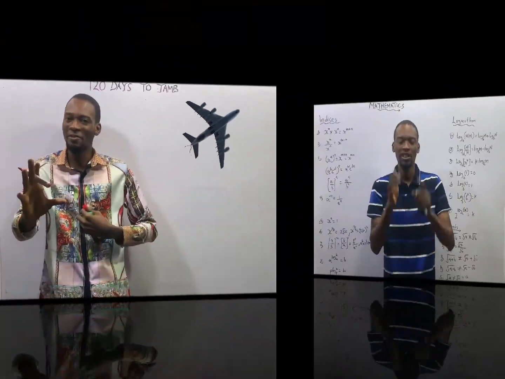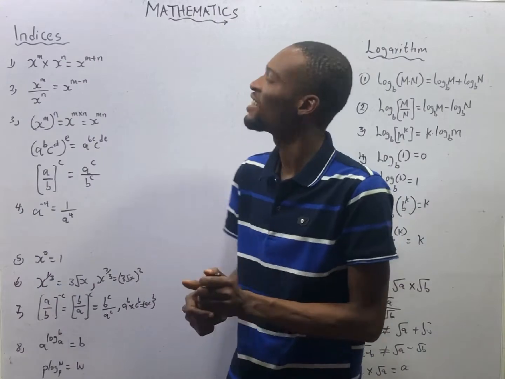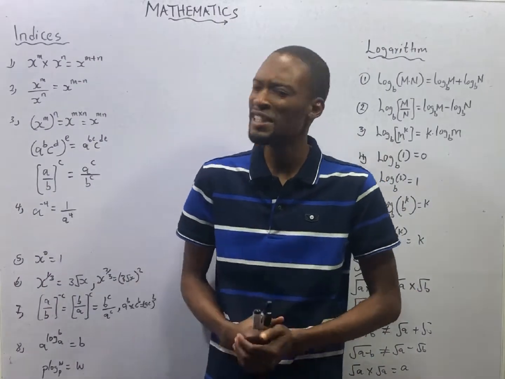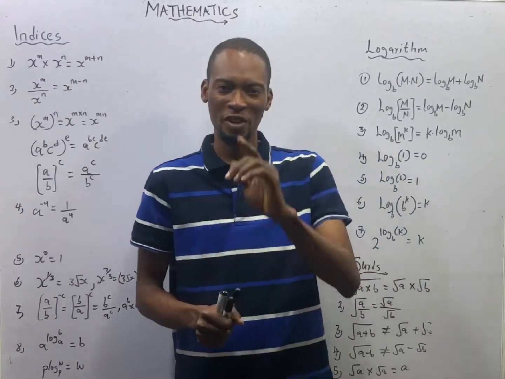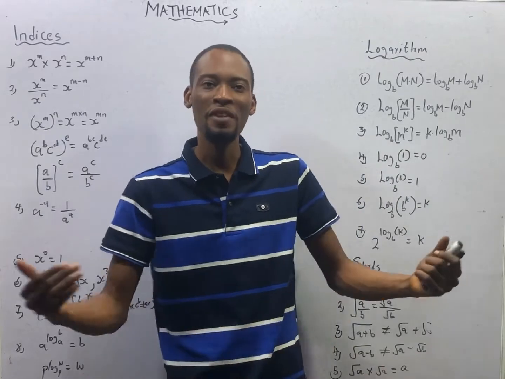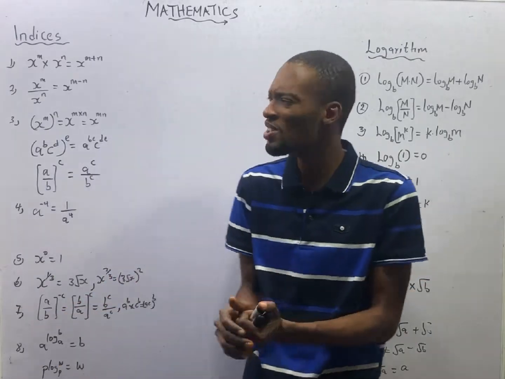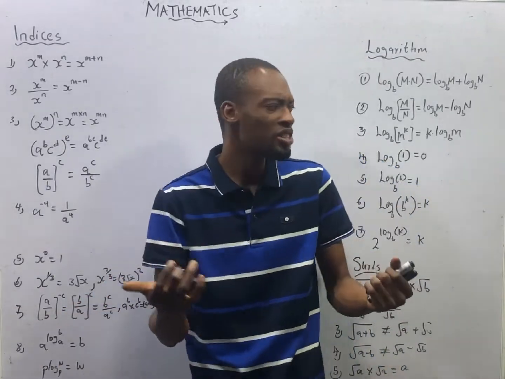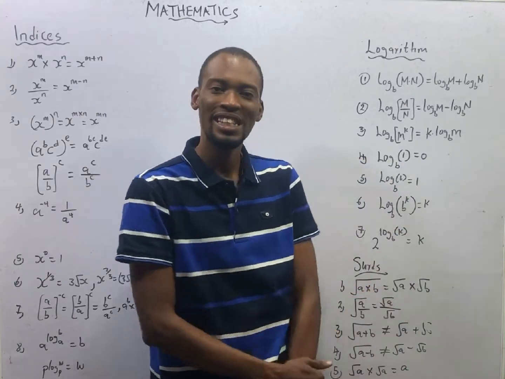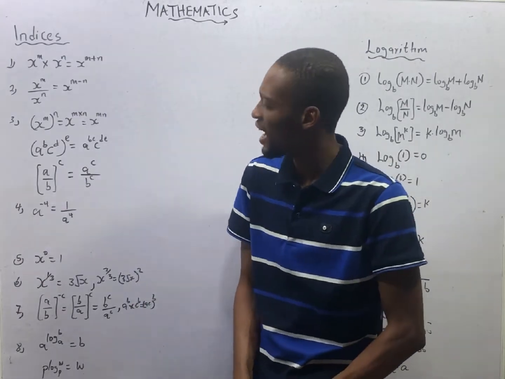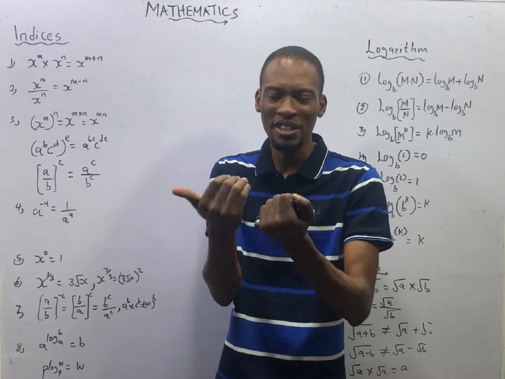Ladies and gentlemen, it is time to take off. This is episode number 15 of the 120 Days to Jamb Mathematics with Flash Isaac. In the previous episode, we introduced indices, logarithms, and surds. Today, we shall be taking a look at the laws of indices.